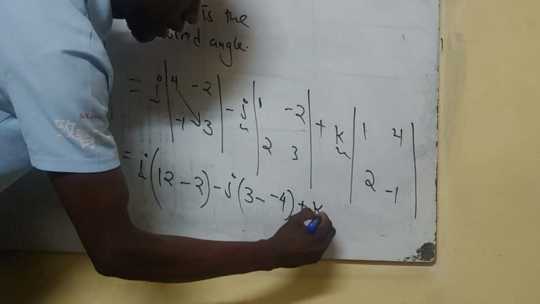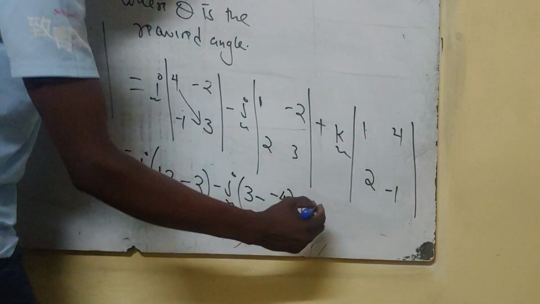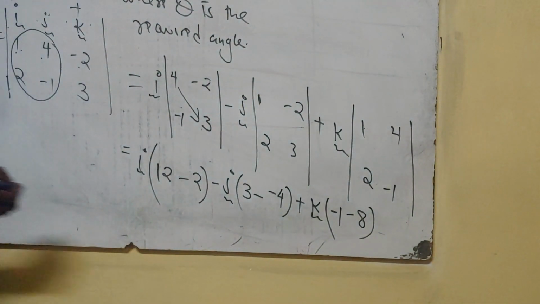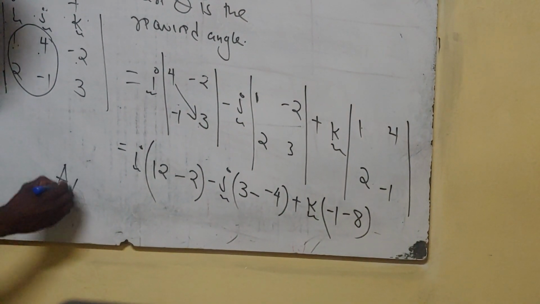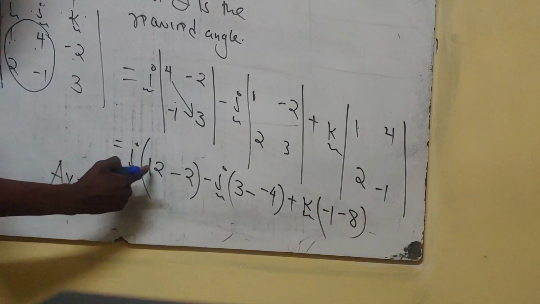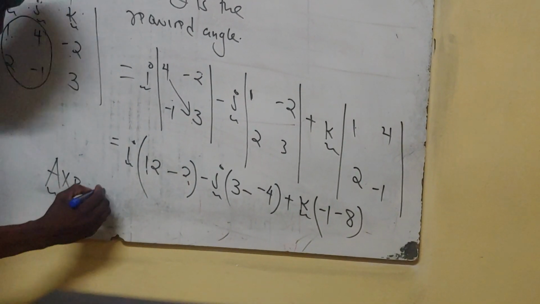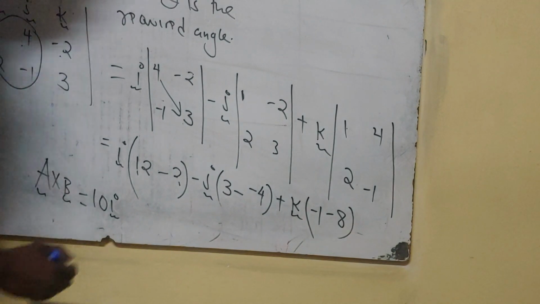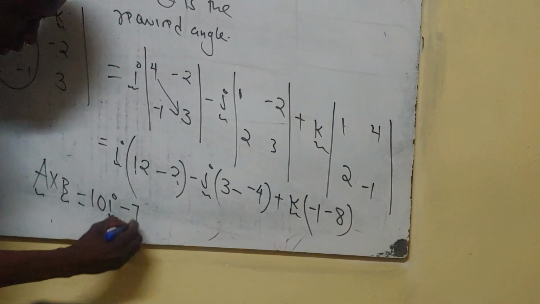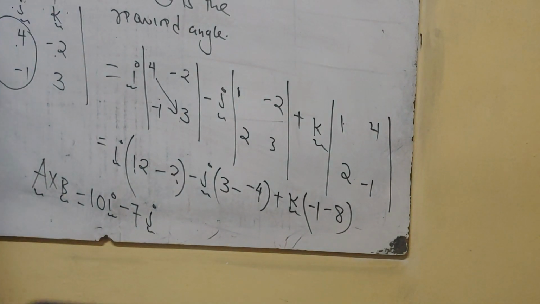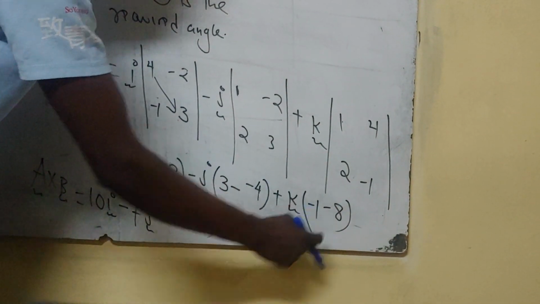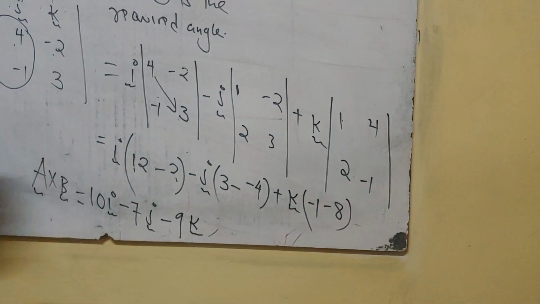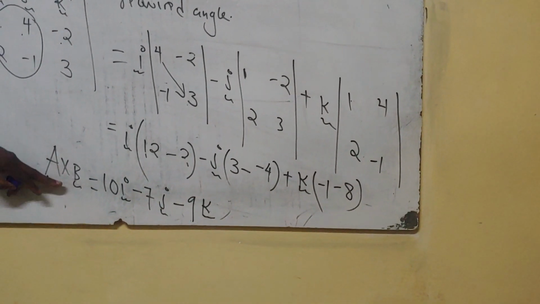Then finally plus k into the primary diagonal will give us -1. The second diagonal will give us 8. So finally the cross product between A and B will be found to be: 12 minus 2 is 10, so it will be 10i. 3 minus -4 will be 7, that will give us -7j. And finally -1 minus 8 will give you -9, so -9k. So that is the first step done: how to get the cross product between two vectors.